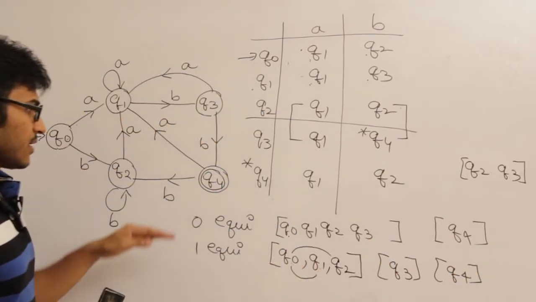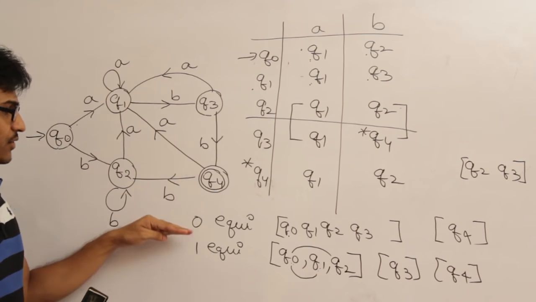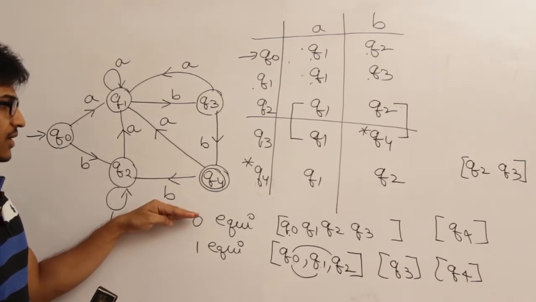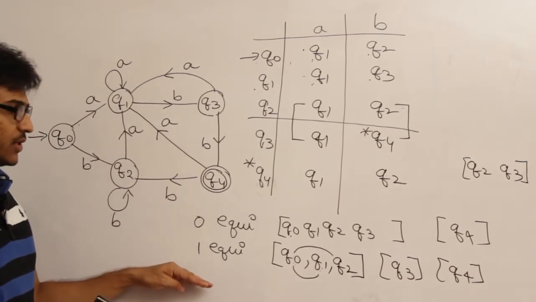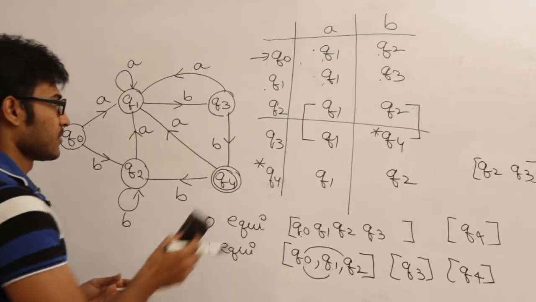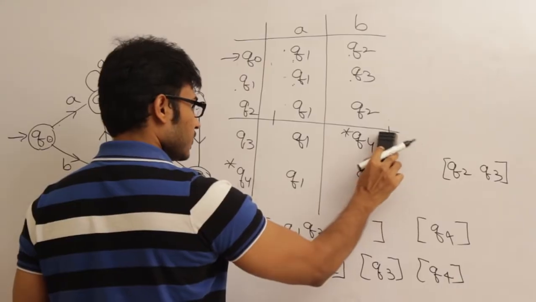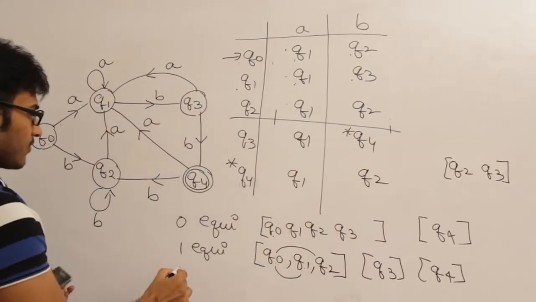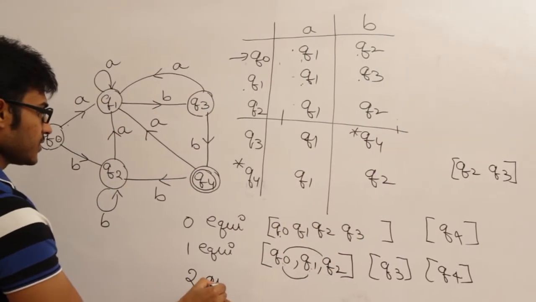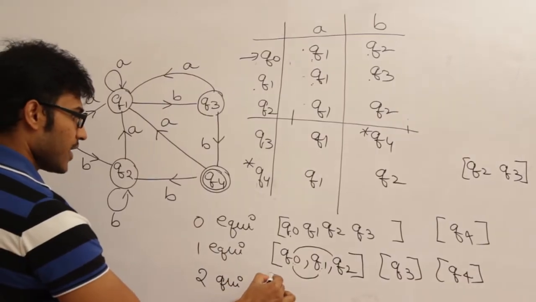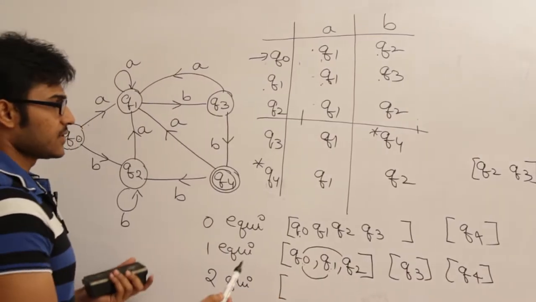See, try to understand it. When I am writing one equivalence, I will be using the information only about zero equivalent. When I am writing two equivalent, I will be using the information about one equivalent. You will understand this with more examples. I will solve more examples, don't worry. Now I want to find out two equivalent states. In order to find out two equivalent states, again start with the same thing.